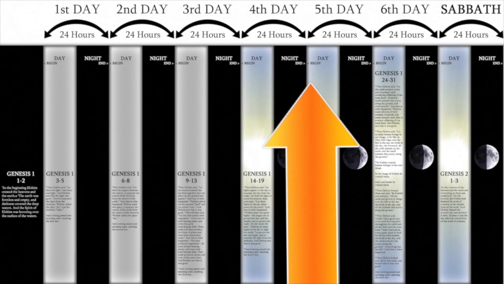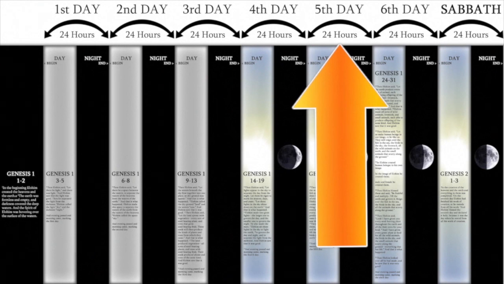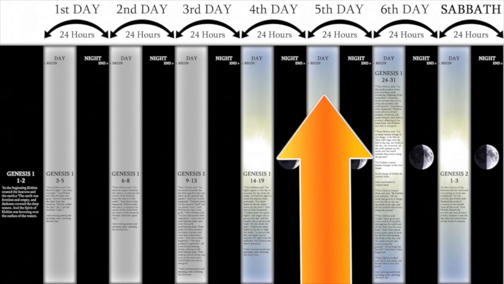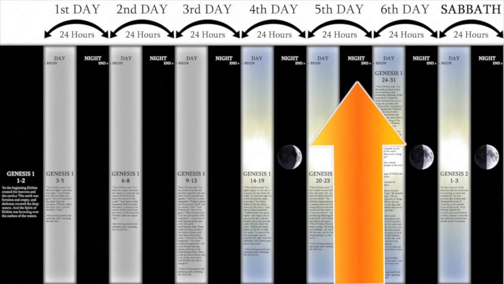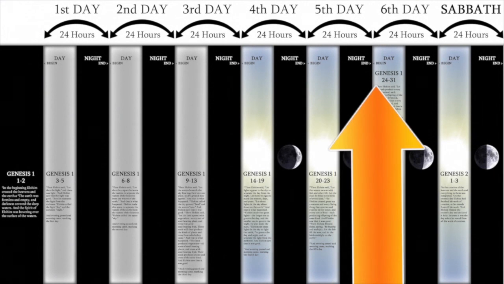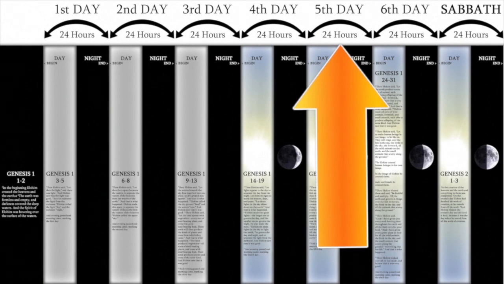So the morning of the fifth is the beginning of the fifth day. You have a 12-hour period of daylight and a 12-hour period of nighttime on the fifth. That gives you a 24-hour period. Then when you get to the morning of the sixth, that means that the fifth day has been completed.